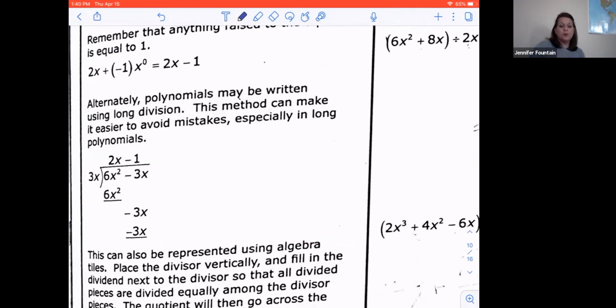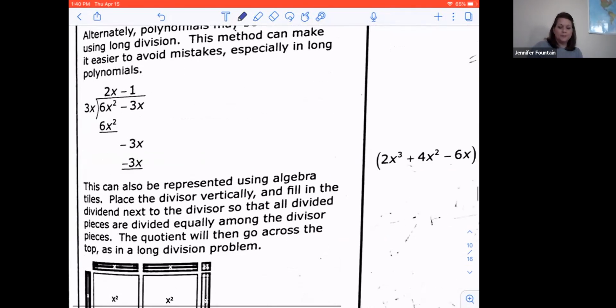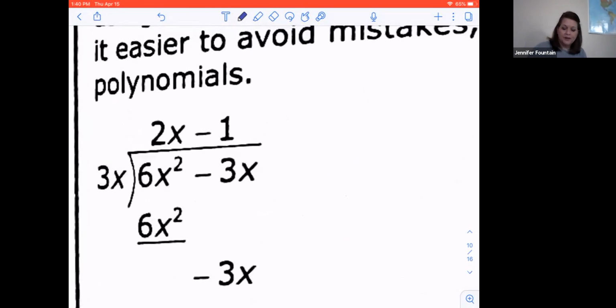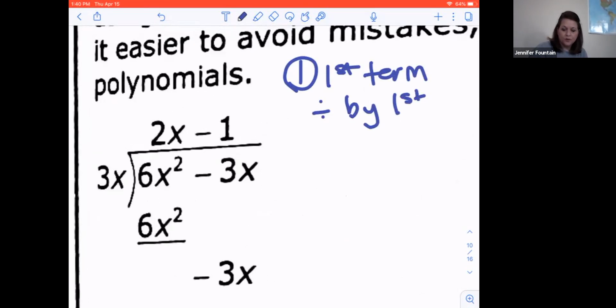And it says alternately, polynomials may be written using long division. This method can be easy. It can make it easier to avoid mistakes, especially in long polynomials. So basically what I do here is I divide my first term by first term. What I mean is I'm dividing 3x into 6x squared. And 3x will go into 6x squared 2x times.